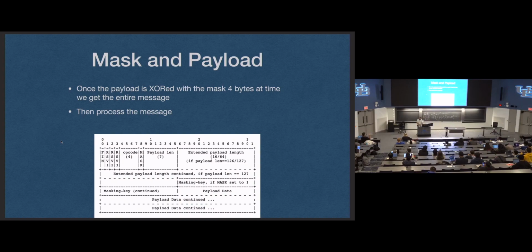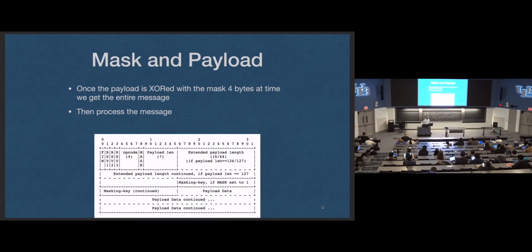Which side comes up with the mask? The client. And it's unique to that client or that frame? That frame. So you're going to XOR the payload with the masking key, and that gives you your message back. Then you finally can have the message and process that and do whatever you're doing with it.